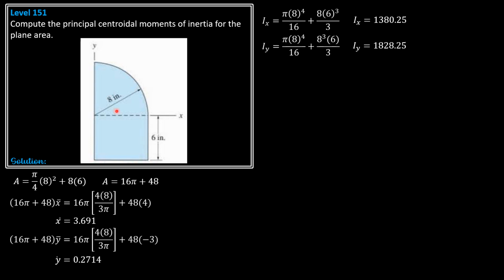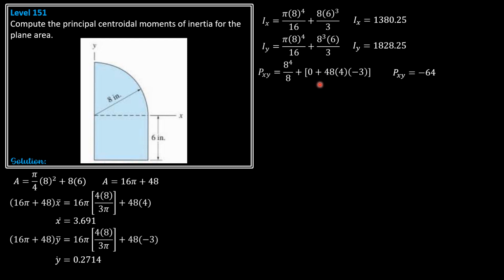Product of inertia xy for the quarter circle is r to the 4th over 8, while for the rectangle, with respect to the centroid, it is 0 plus area 48, barred x is positive 4, barred y is negative 3. So Pxy is equal to 8 to the 4th over 8 plus 0 plus 48 times 4 times negative 3 for the rectangle. So product of inertia Pxy equals negative 64 inches to the 4th.